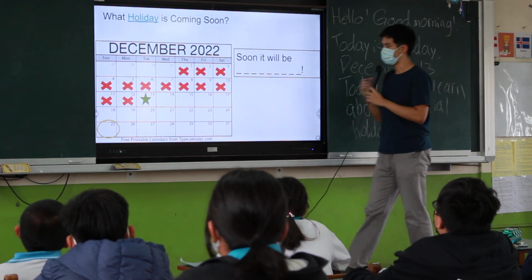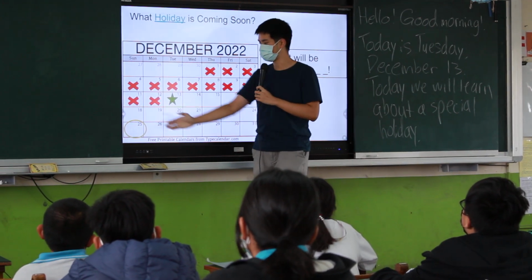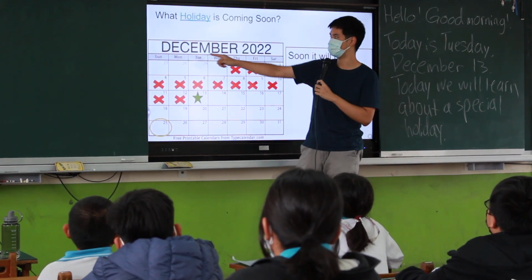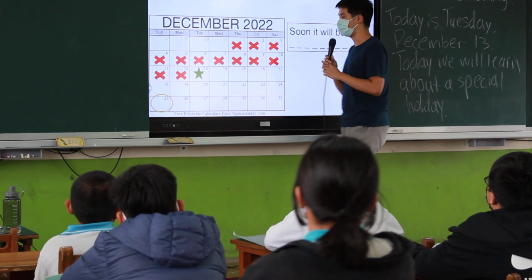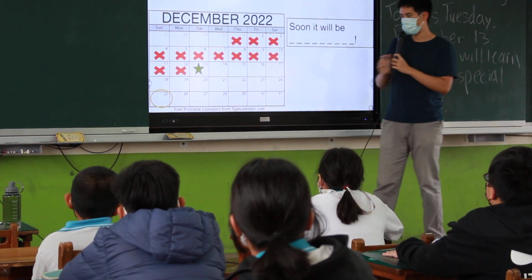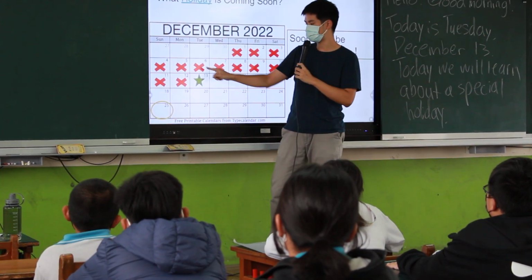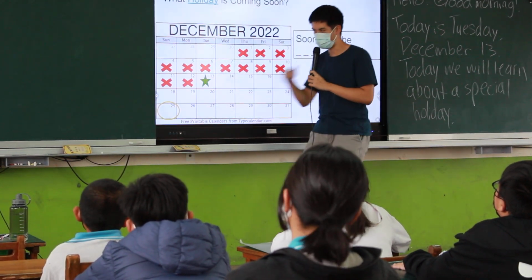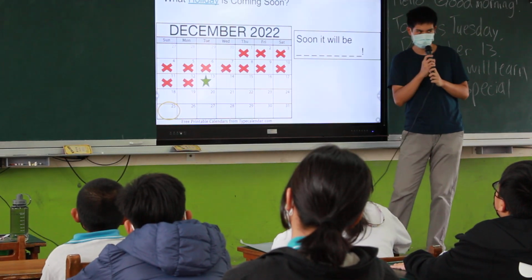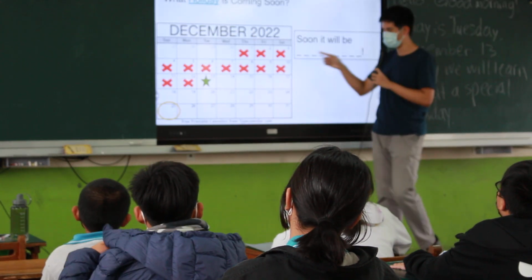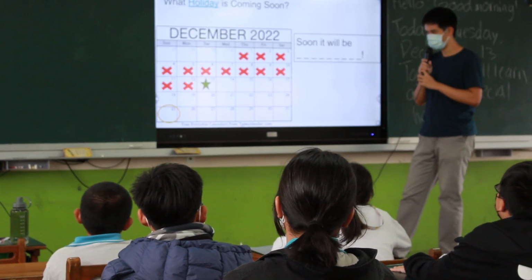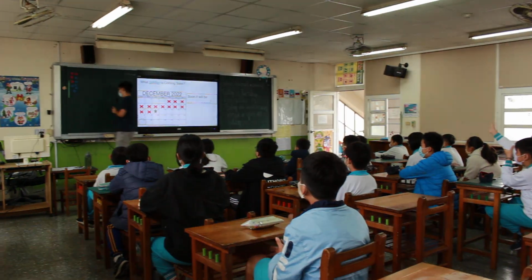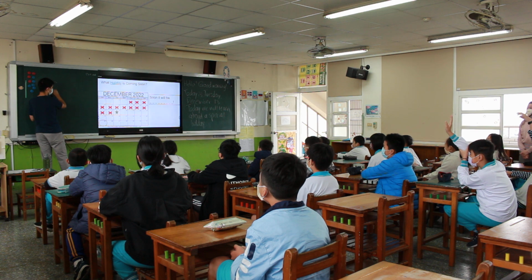Now, what we have here is a calendar. You can see the different days in our month. Our month is December. So I want to ask you this. If we are here today, today is December 13th. This day is a circle. What day could that be? What special holiday could be coming with this many letters? A special holiday in December starts with C.